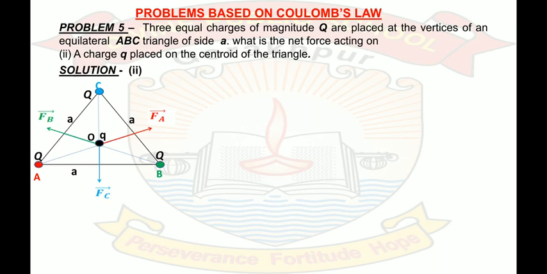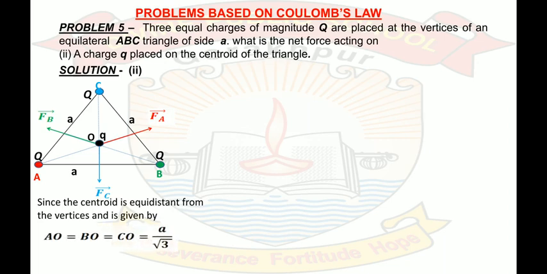Now the centroid is equidistant from the vertices, and its distance is given by, if you know the formula, a upon root 3. Now just see, Q and q, separation; Q and q, separation; Q and q, separation. The pair of charges is the same, the separation is also the same, so therefore the force will also be the same. Hence we can write Fa vector equals Fb vector equals Fc vector equals F. Now we have written the magnitude only, and the magnitude is equal to F.